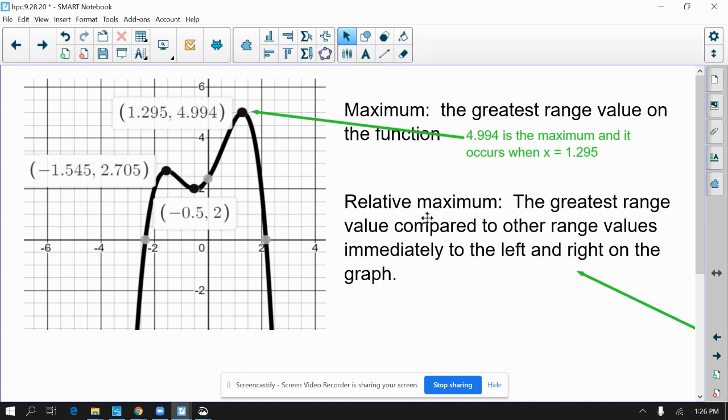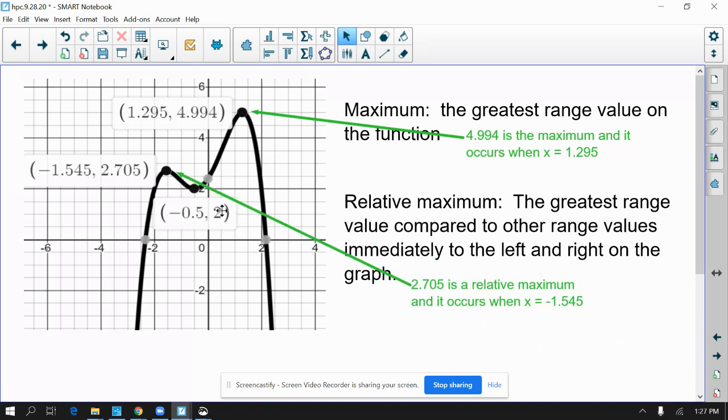Now, a relative maximum is the greatest y value in a particular area. So right here, there's another kind of like maximum of sorts. It isn't the maximum. Again, 4.994 is the maximum. This y value is 2.705, but this one, relative to the other y values beside it on either side, is the greatest y value compared to its neighbors immediately left and immediately right. So that's called a relative maximum. And the relative maximum is 2.705, and it occurs when x is -1.545.